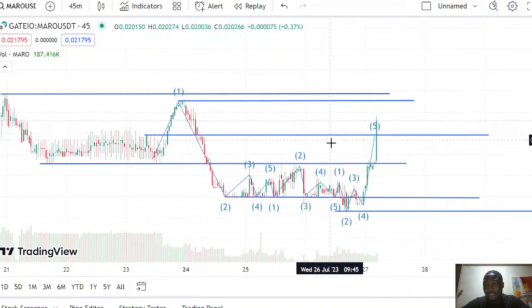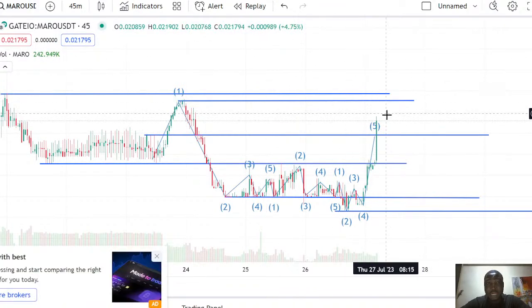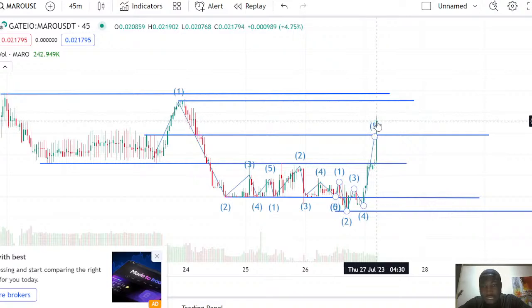I said that it's breaking this line here, and it's done that already. You can see the massive move that it has made in the market over time. Currently it's here, and the indicator, you can see it here, is still moving. We are still going to see a push in the market over time. These are all important points that we need to take note of when looking at the market.